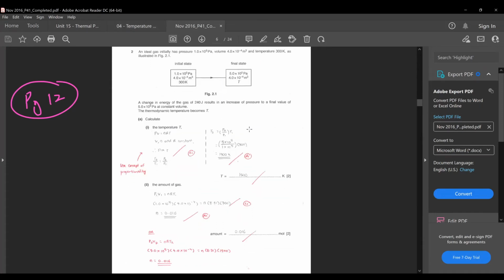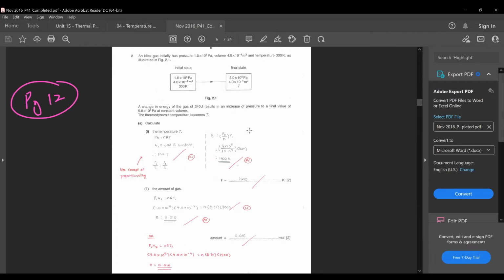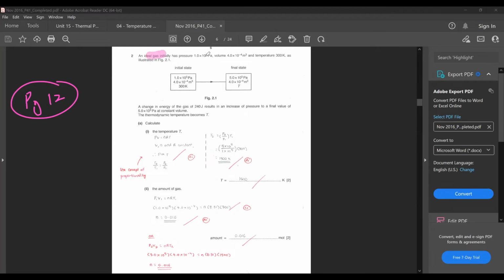This one we're talking about is question 2. You have an ideal gas that is initially at a pressure of 1 times 10 power 5 and a volume of 4 times 10 power 4 meter cube at a temperature of 300 Kelvin as illustrated in the figure below. A change in energy of the gas of 240 joules results in an increase in pressure to a final value of 5 times 10 power 5 Pascal at constant volume. The thermodynamic temperature becomes T. For the current question, find the temperature T.